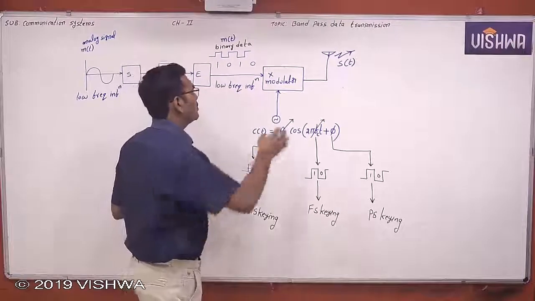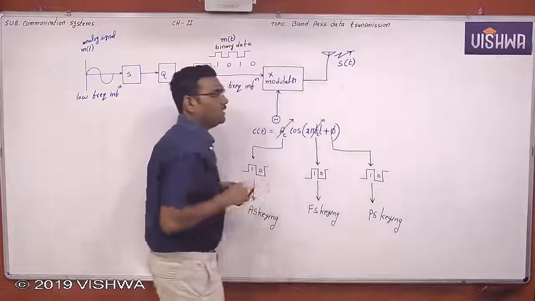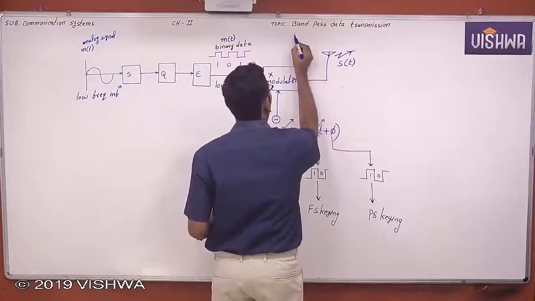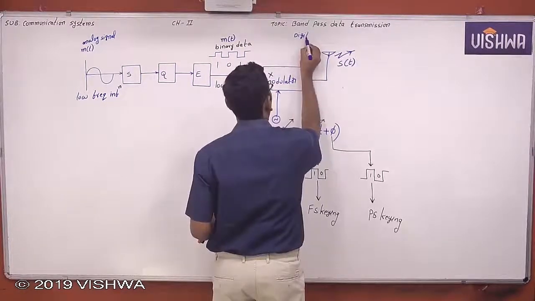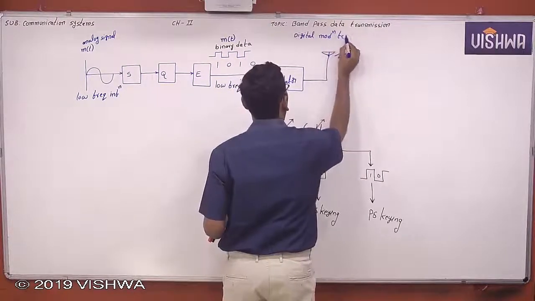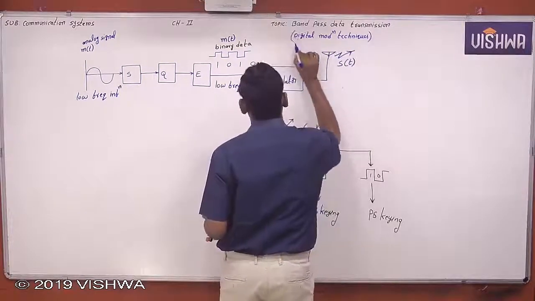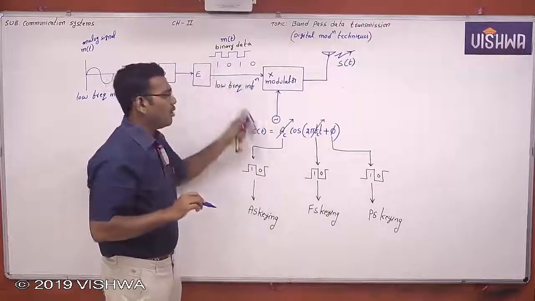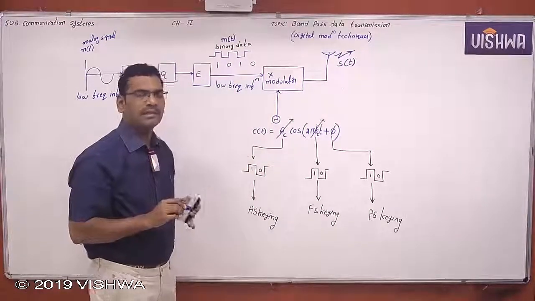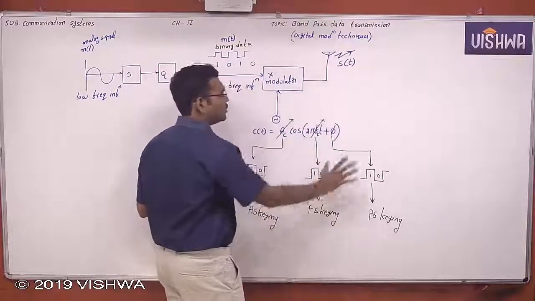So this is actually bandpass data transmission, but this is nothing but the actual modulation in a digital communication system. So this is called digital modulation techniques. Now, data is digital. Modulation is done with the help of an analog carrier. Digital analog carrier modulation techniques, in another way, but the best name is digital modulation techniques. This is the actual digital modulation techniques.